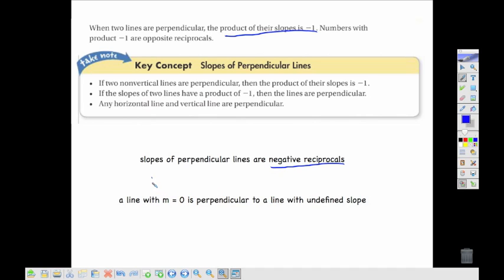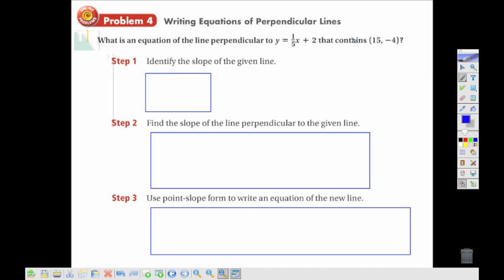So for example, if my first line has a slope of a over b, my perpendicular line, the second one, would have a slope of negative b over a. So we flip the fraction over, make it negative. Also, if we have a slope of 0, its perpendicular would be the vertical line, which would be an undefined slope. So if we're going to write the equation of a perpendicular line, we look first at the equation.